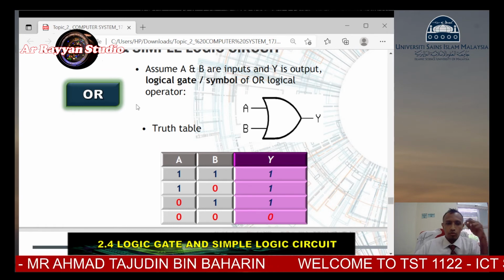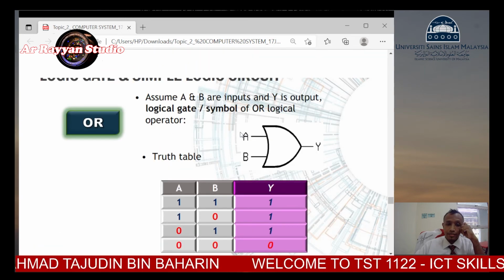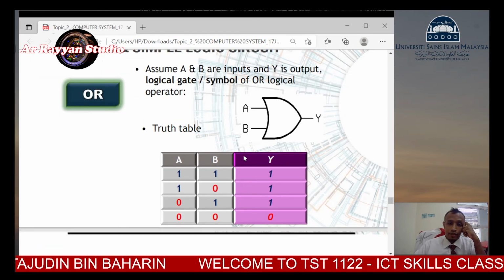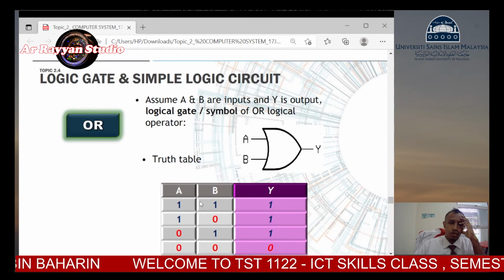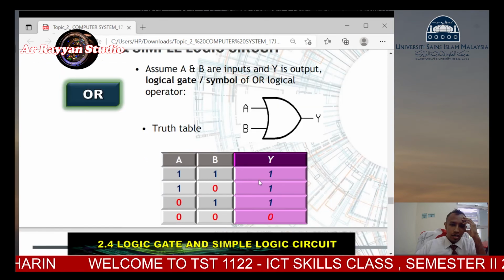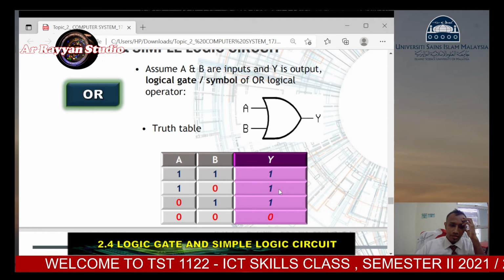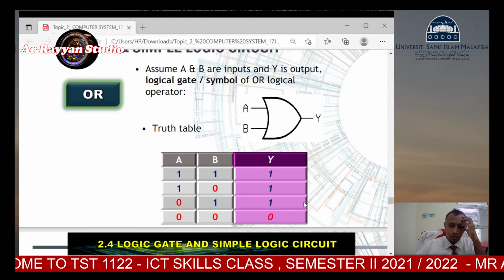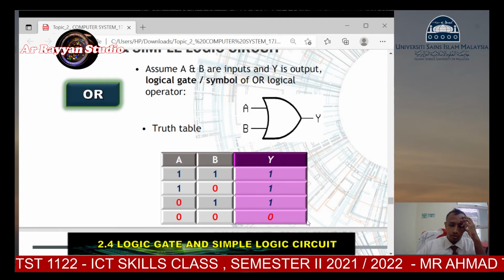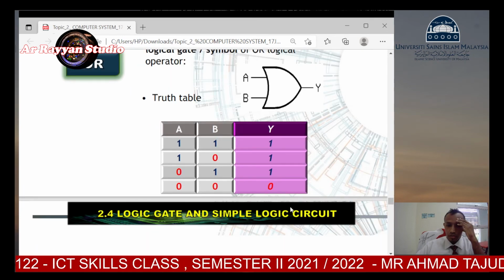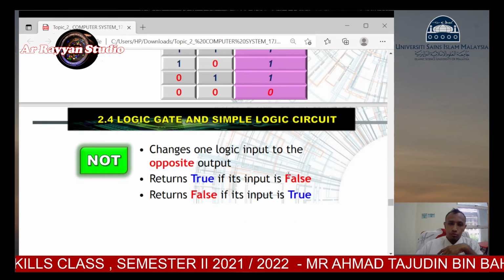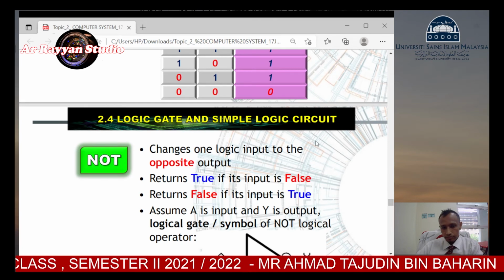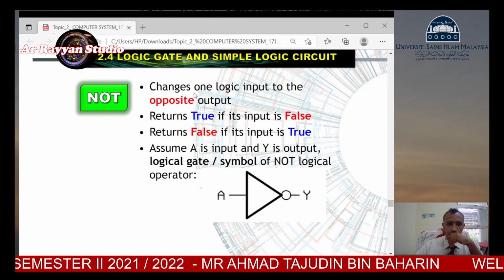So untuk mendapatkan OR ni adalah hasil tambah, right? Okay, macam hasil tambah. So 1 plus 1 is equal to 1, 1 plus 0 equal to 1, 0 plus 1 equal to 1, and 0 plus 0 equal to 0. Mudah kan? Sangat mudah, betul tak? Betul. Okay, alright.